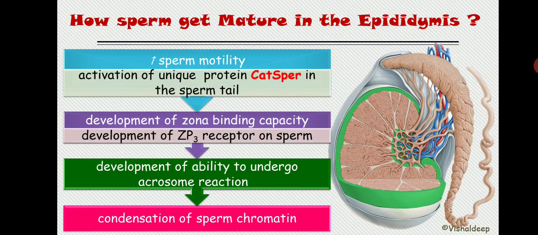So as far as the number is concerned, 2 testes will form 120 million sperm per day. Yes, 2 testes will make 120 million sperm a day. Now let's discuss decapacitation.